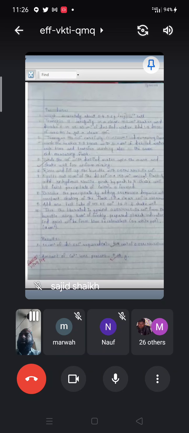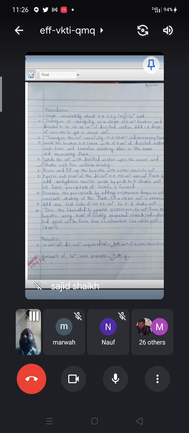Finally, we are going to write the result. 10 cm cube of the diluted solution will require this much amount of this 0.05 normal sodium thiosulfate, Na2S2O3 solution, and the amount of copper ion present is the final calculation whatever we have done. Again, it is a very simple experiment.